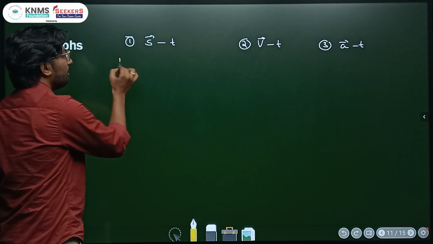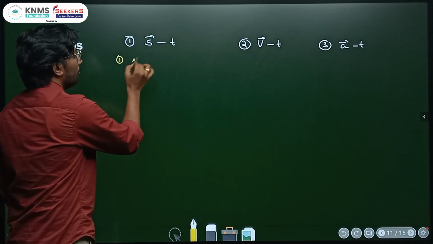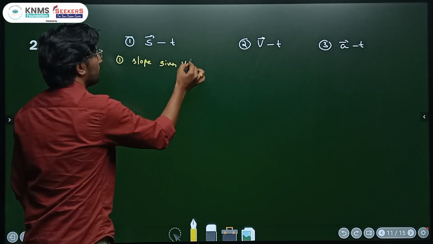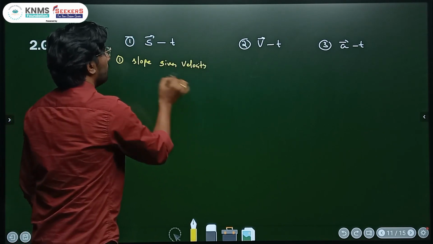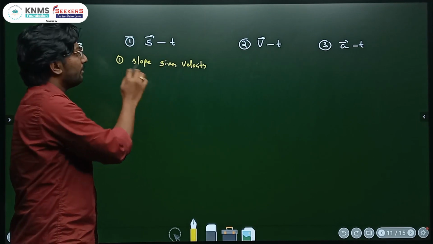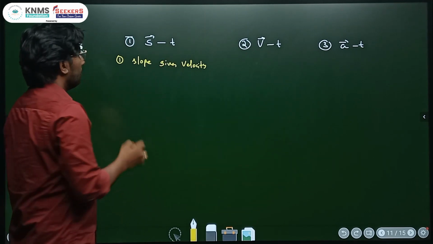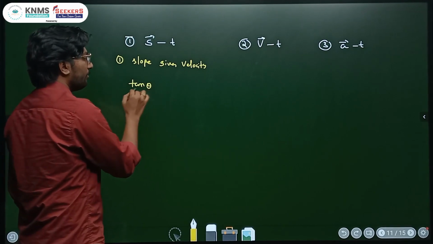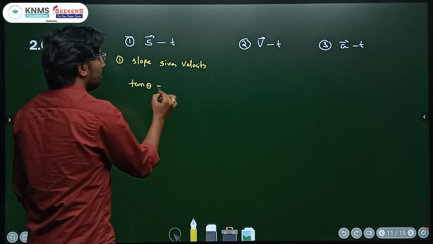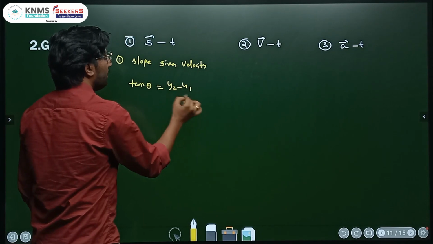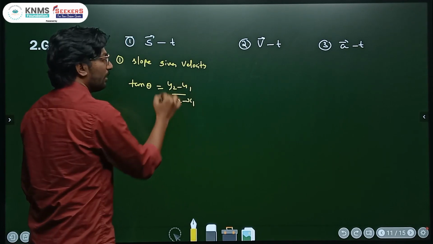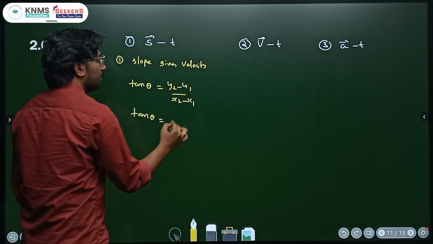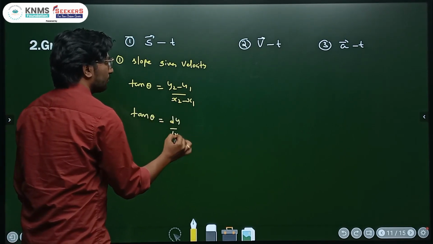First, the displacement time graph offers you velocity from the slope. So slope gives velocity. Suppose it is a distance time graph, then the slope will give you speed. And how do you calculate slope? If it is a curve, you can calculate the slope using tan theta. You can write it as y2 minus y1 by x2 minus x1. This is for average motion. If it is instantaneous motion, you can write the slope tan theta is equal to dy by dx.